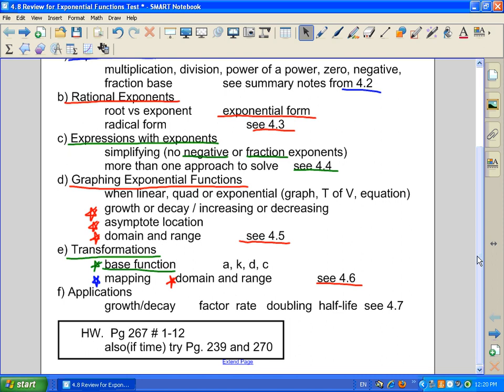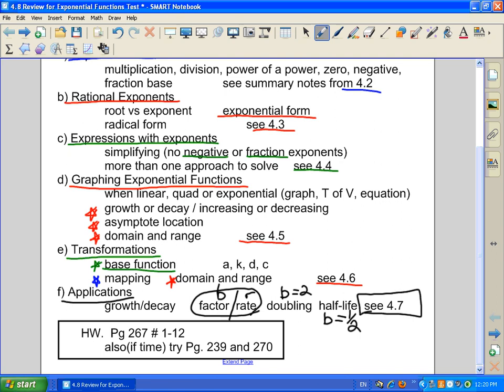The last topic for this unit, folks, was applications. When you read any word problem, you first need to decide, A, is it a growth or decay? Next, you have to decide, do I have what's called a factor or a rate? You need to be able to transfer back and forth between those. Just remember, the factor is your B and your rate is your R. When you have a doubling, that tells you B equals 2, and when you have a half-life, that's B equals 1/2. Again, see the two days we did that, which are 4.7a and 4.7b.